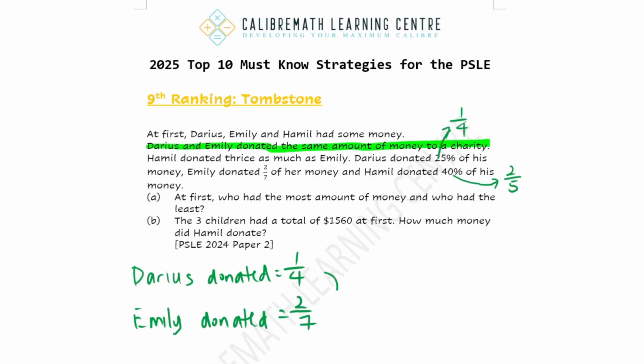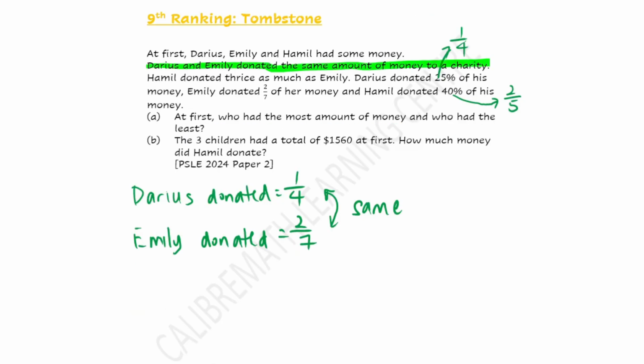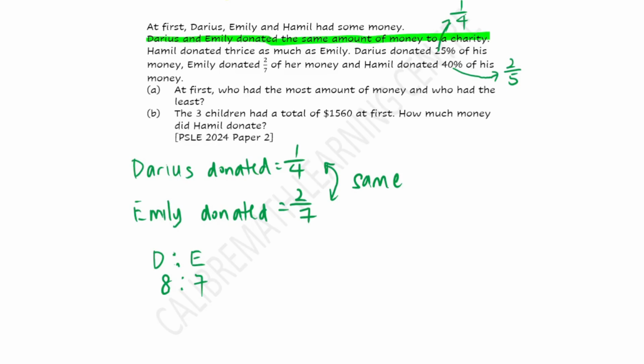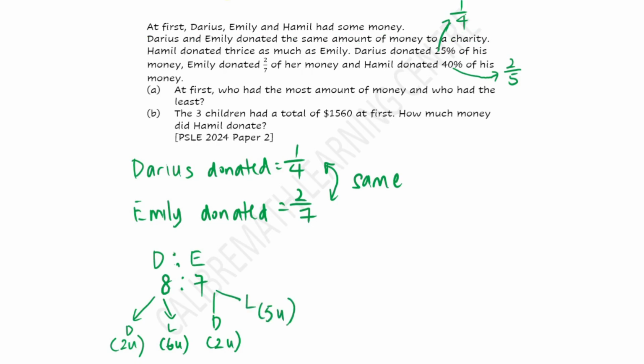Now since we know Darius and Emily both donated the same amount of money, we can apply Tombstone to solve this question. After applying Tombstone, you will be able to get the ratio for Darius to Emily to be 8:7. Out of these 8 units, Darius donated 2 units and he's left with 6 units. And for Emily, she donated the same amount as Darius, which means she donated 2 units and she's left with 5 units. Now we are also given this information that Hamil donated 2/5 of his money.